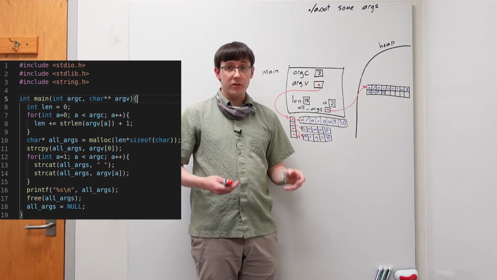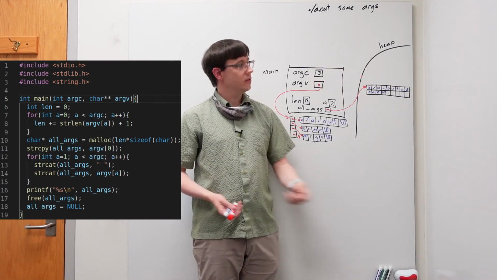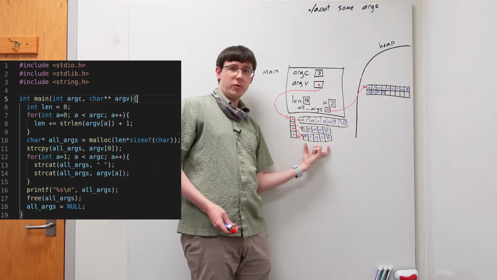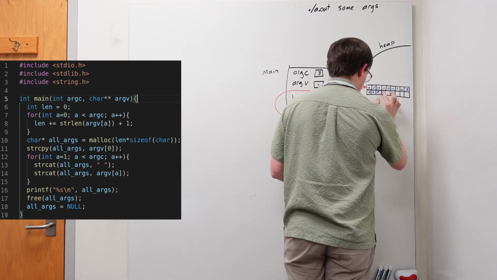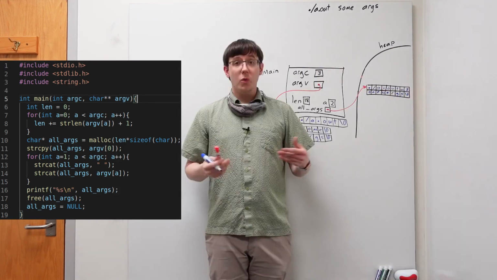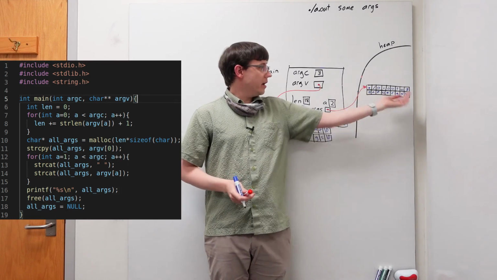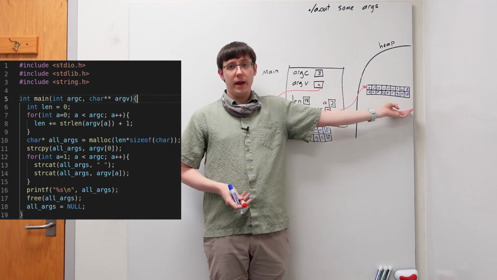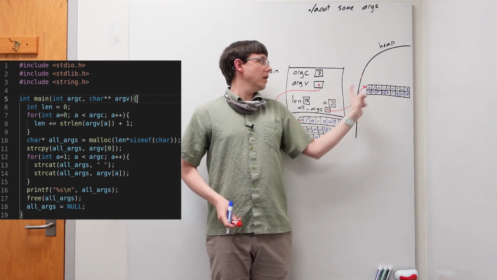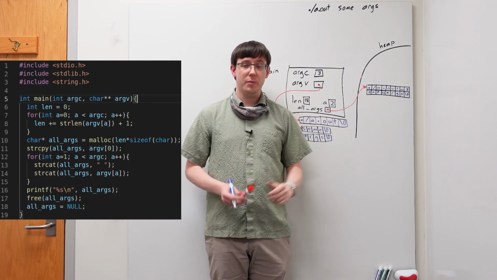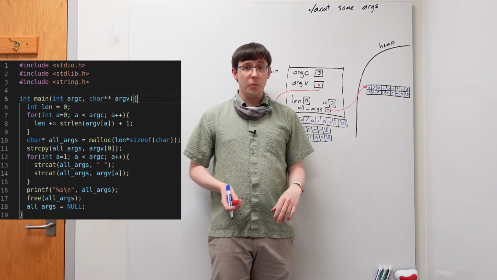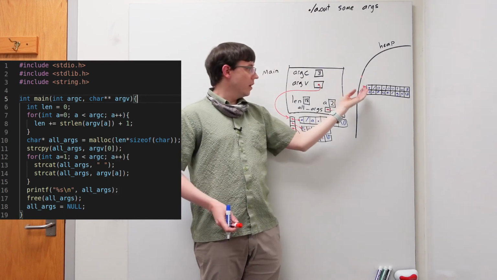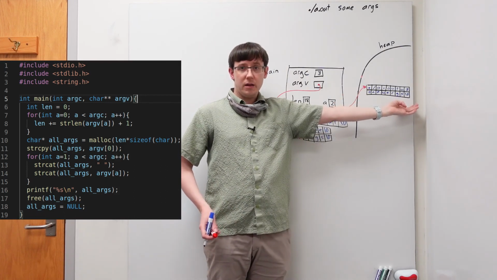The next iteration of this loop will again concatenate twice. It will first concatenate a space, and then it will concatenate the string args, with the end result that we have filled up our dynamically allocated all args array with all of the command line arguments separated by spaces. We then call printf and get a stack frame for printf, which will print out this string.